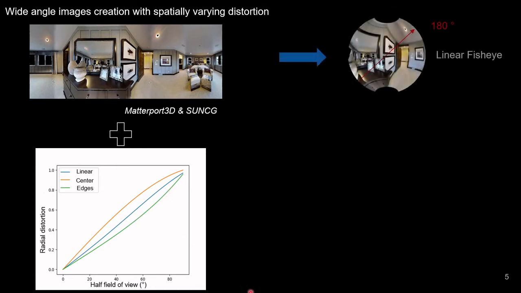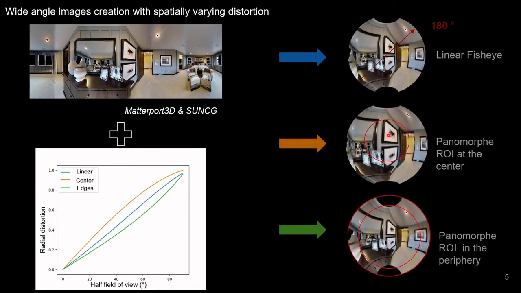As all of them increase the pixel density from the center to the edges of the image, we can notice the nonlinearity for the panomorph lenses in orange and green. In this way, we can simulate images with 180 degrees of field of view with different regions highlighted.